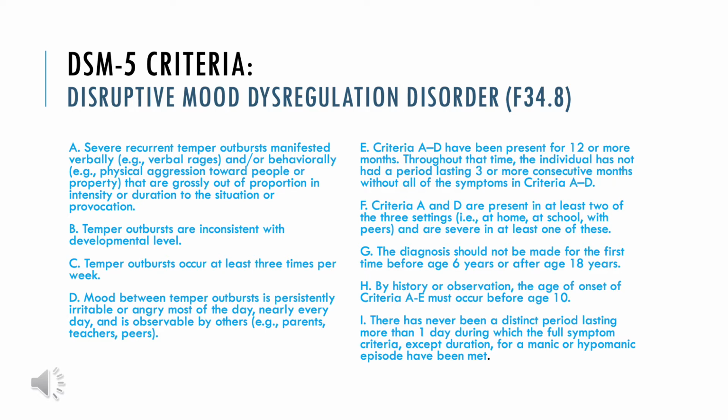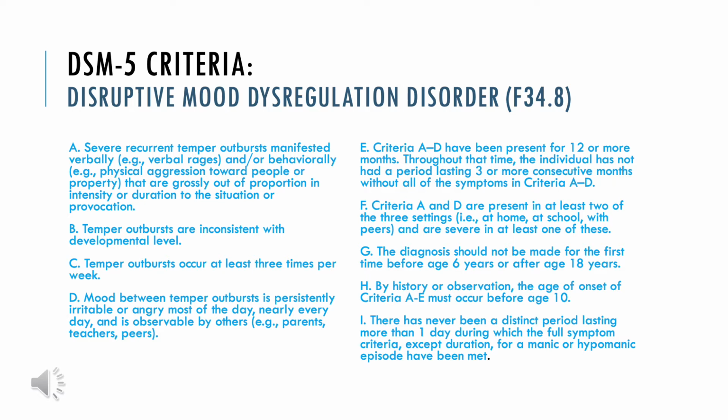E. Criteria A through D have been present for 12 or more months. Throughout that time, the individual has not had a period lasting 3 or more consecutive months without all of the symptoms in criteria A through D. F. Criteria A and D are present in at least 2 of the 3 settings, such as school, home, with their peers, and must be severe in at least one of these.